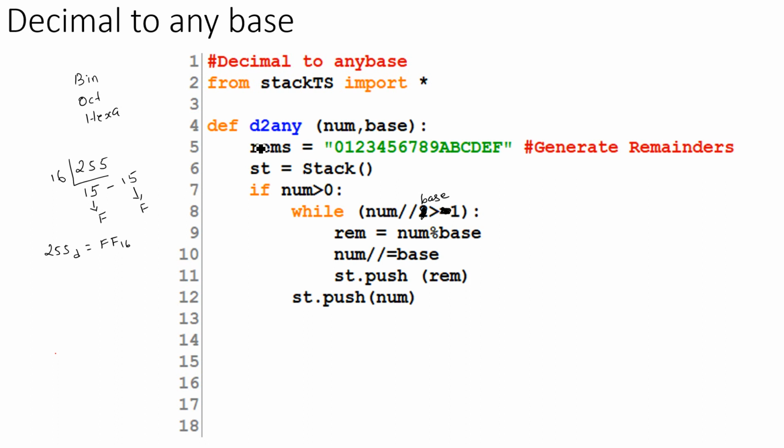So here we call the function as d2any, with the number to be converted and the base it is to be converted to. Now if you look into it, we have one array, one string called reminders. Please understand that these reminders will be used for the formulation of the any base numbers. Okay, so let's see how it's going to be done.